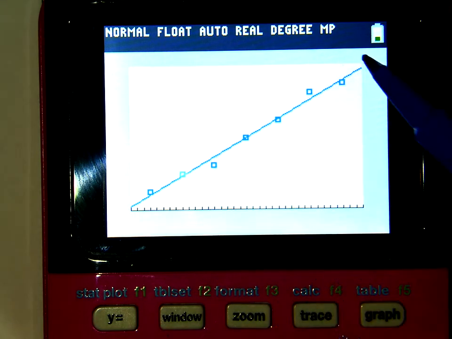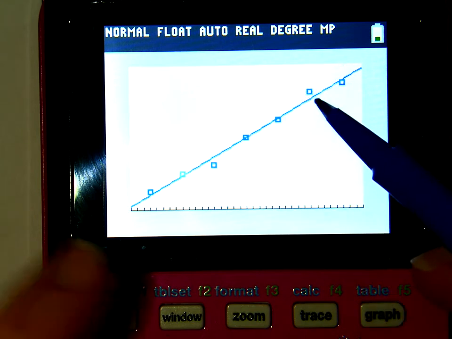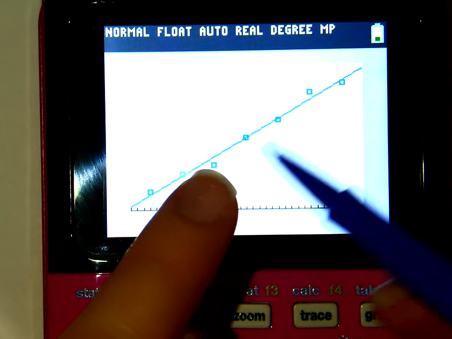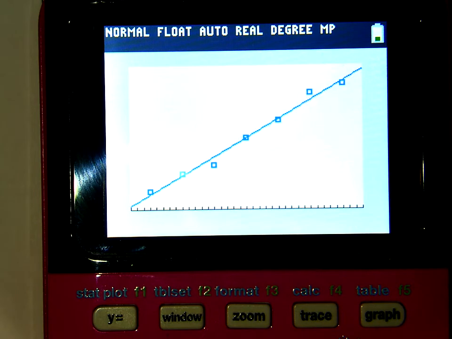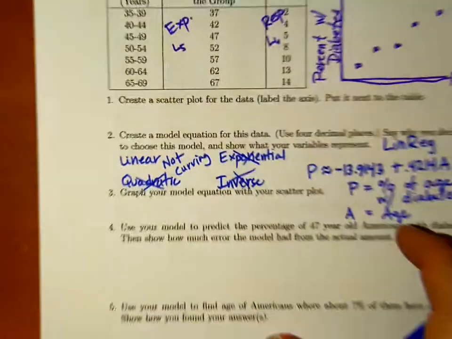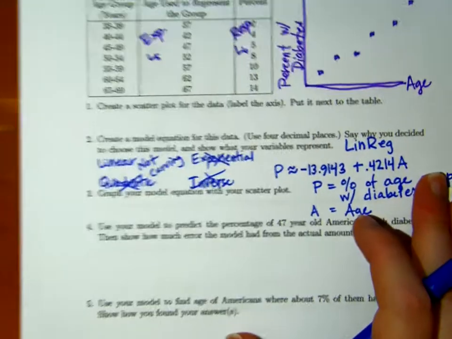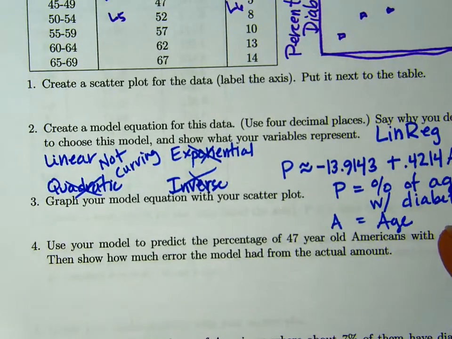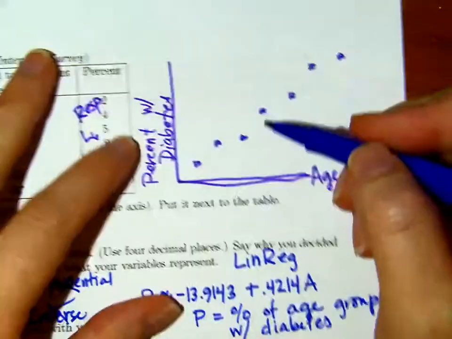It misses this one by a little and misses this one by a little, but I can see that their errors kind of offset. This one's a little below, this one's a little above. Really good fit. I didn't look at the correlation coefficient. Probably should have.